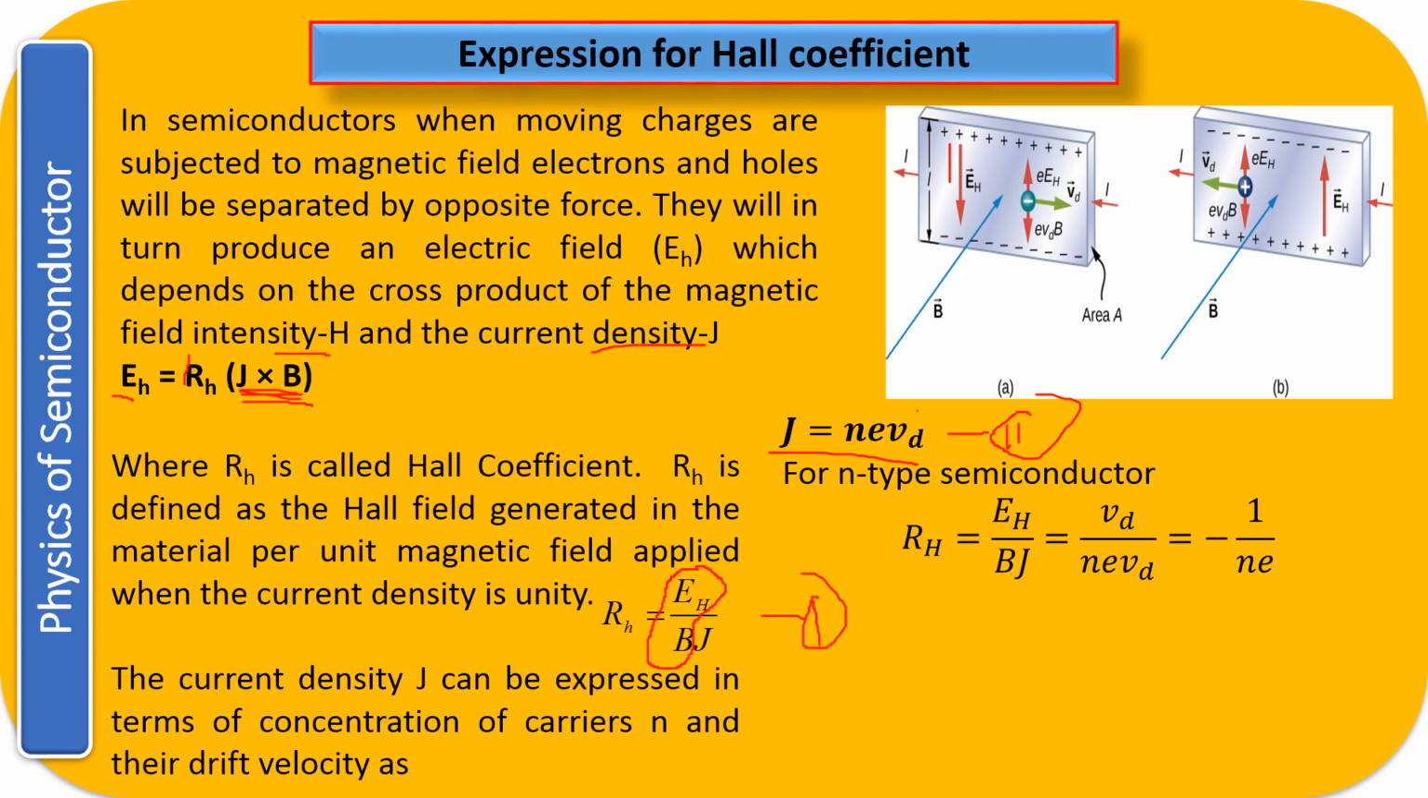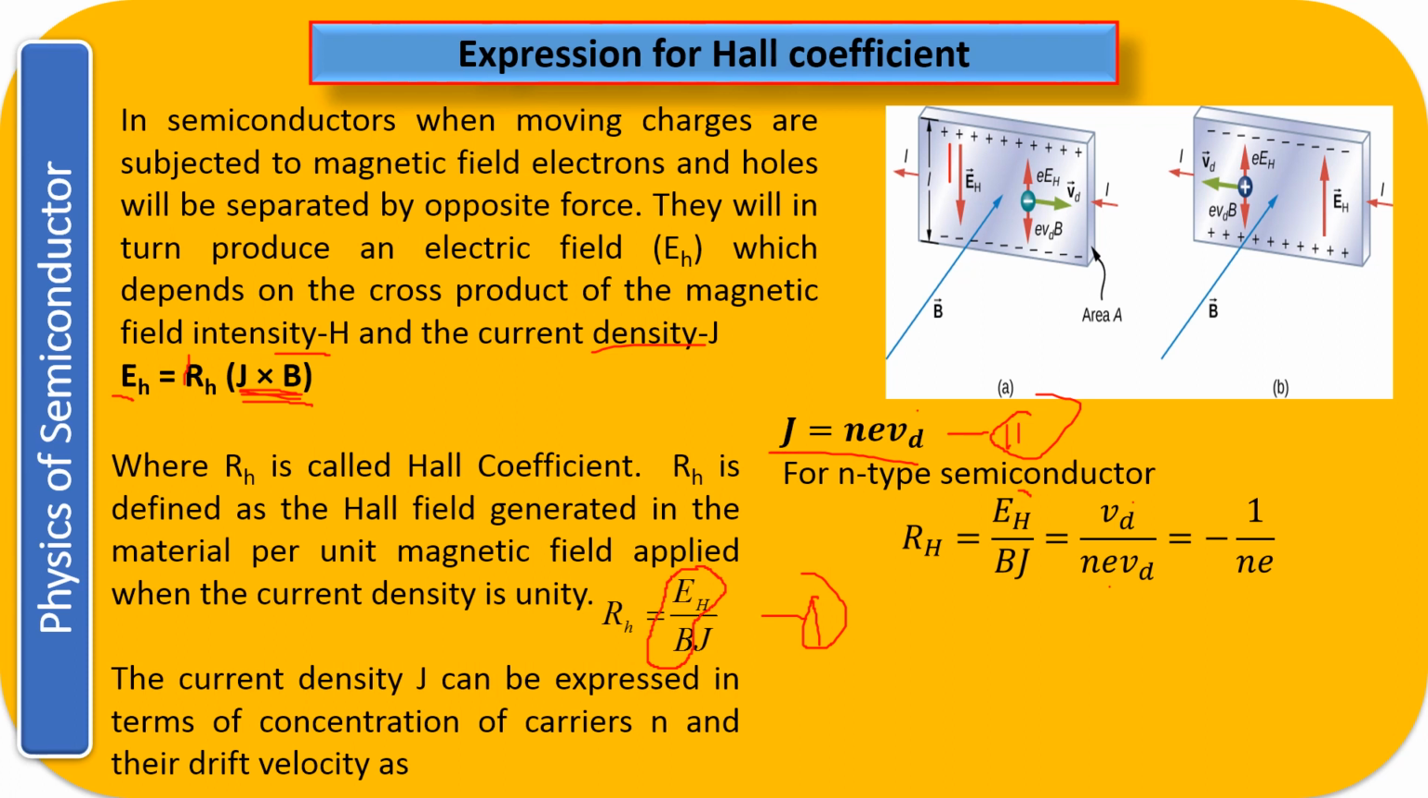So in equation number 1, I am substituting the value of J. We know EH upon B is the drift velocity, and the value of J equals Ne into Vd. So the drift velocity will cancel, and the Hall coefficient will equal minus 1 upon Ne.